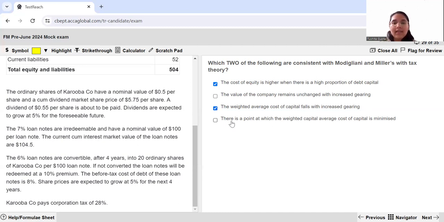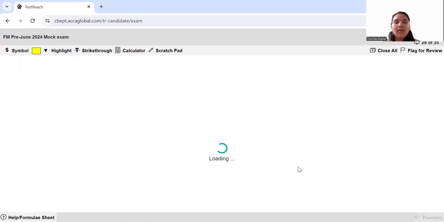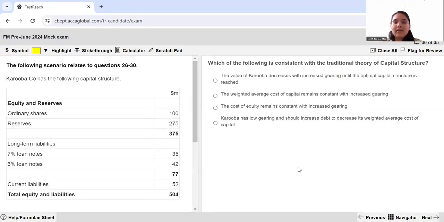Then the last statement says there is a point at which the weighted average cost of capital is minimized. No, this is not correct. According to M&M with tax theory, the theory tells you to take as much debt as possible. Hence, there is no point where they think the WACC is minimized. So these two are the correct statements over here. Moving towards the very last question for this case study.